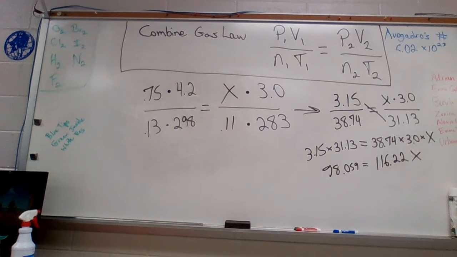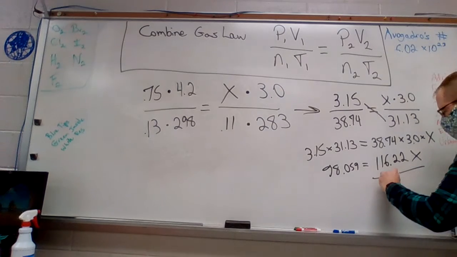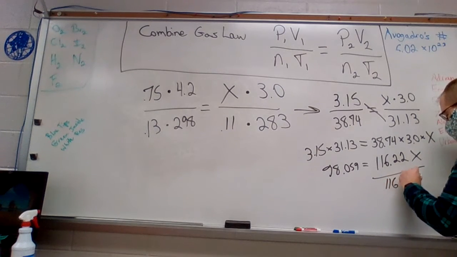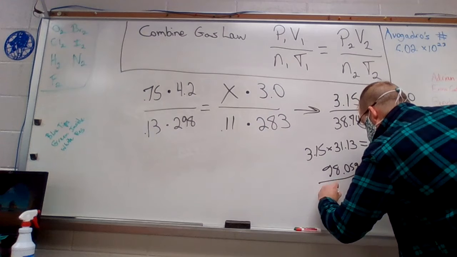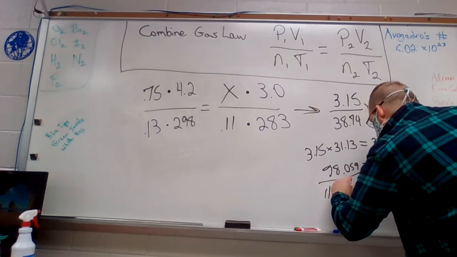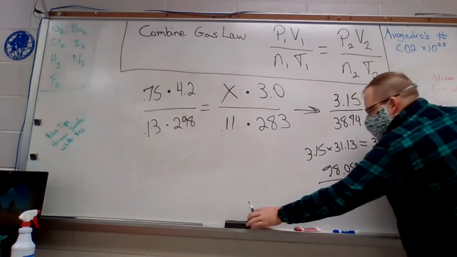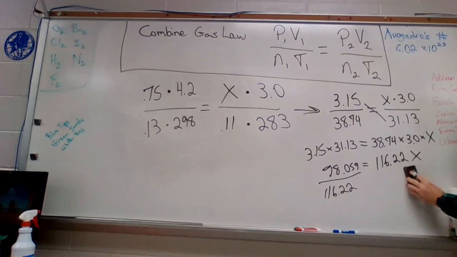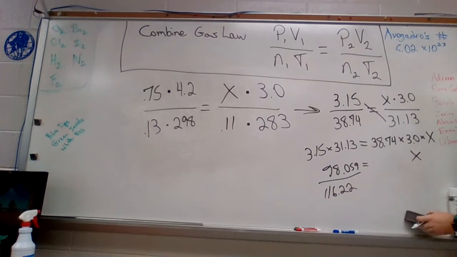Now I want to get the X by itself. I divide by 116.22 on both sides. And these are going to cancel out on my right side. Top and bottom cancel out. And what I have is X is equal to 98.059 divided by 116.22.